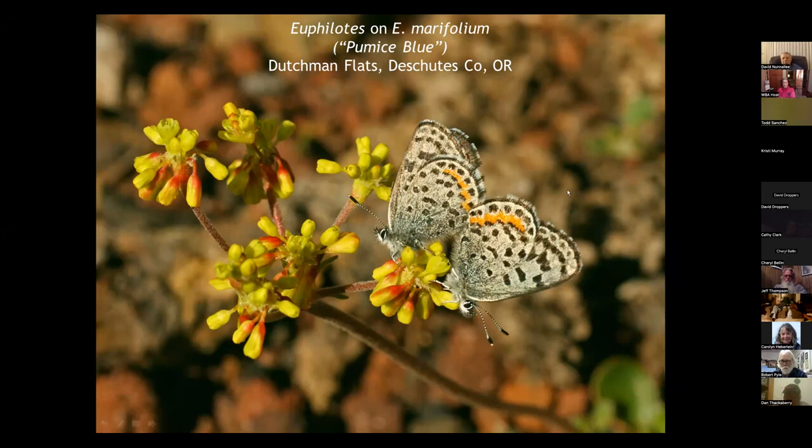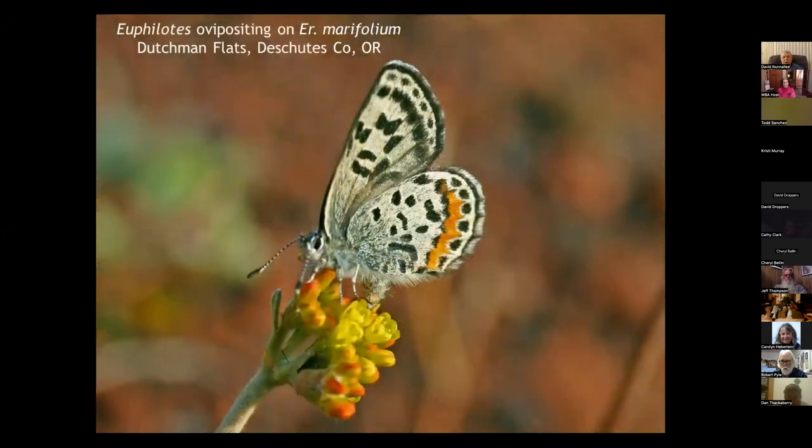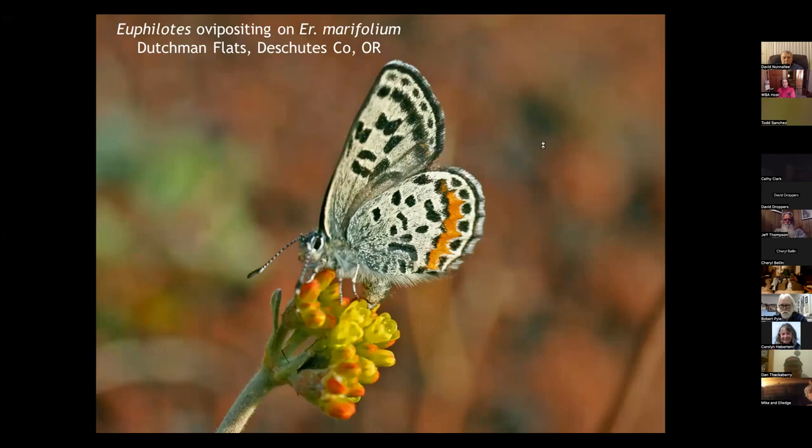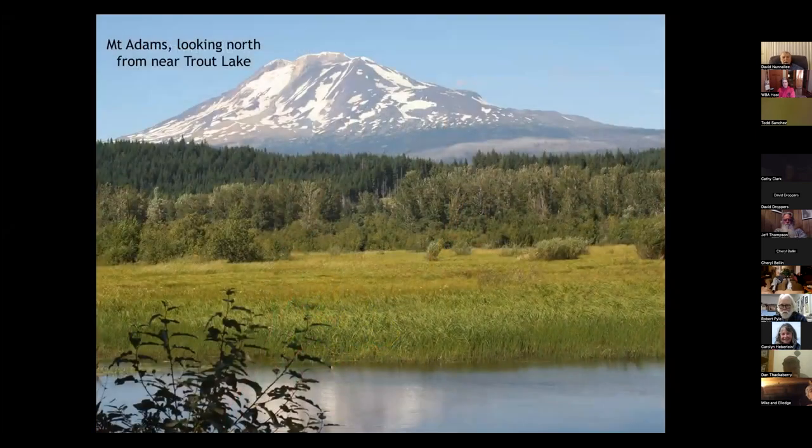And if they are different, then we have to wonder, well, are they found in Washington? Here's another Euphilotes. This one's actually ovipositing on the marifolium plant down there in Oregon. This is Mount Adams. This is looking north from near the town of Trout Lake. And this is the area where Jim Reveal reported marifolium in Washington. And that arrow that appears on the right, that's about where he found it, somewhere up there on the east flanks. Now that's Yakima Indian Reservation.